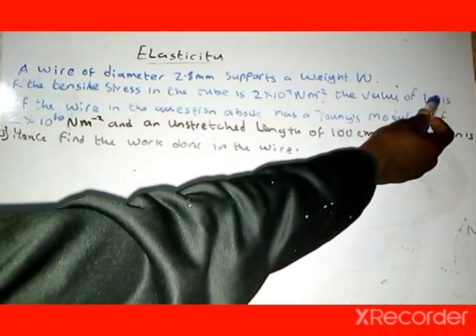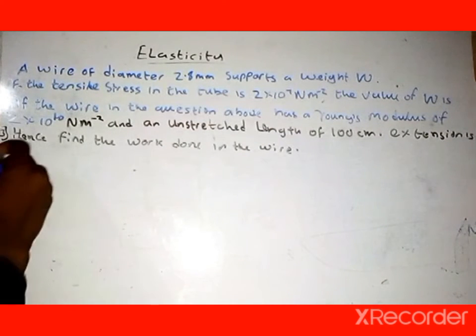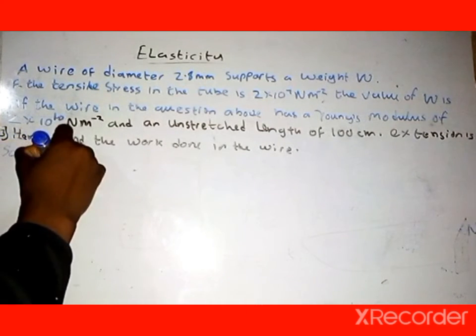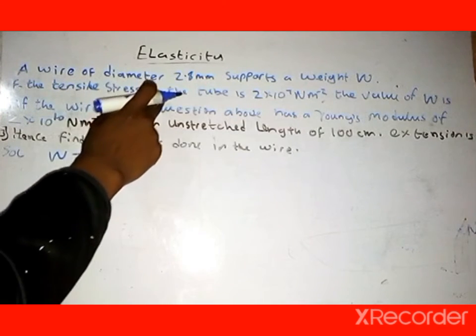Now this is example 2. We are asked: a wire of diameter 2.8 millimeter supports a weight W. If the tensile stress in the wire is this, the value of W is what? We are asked to find the weight. Fine. Weight is the same thing as our force.